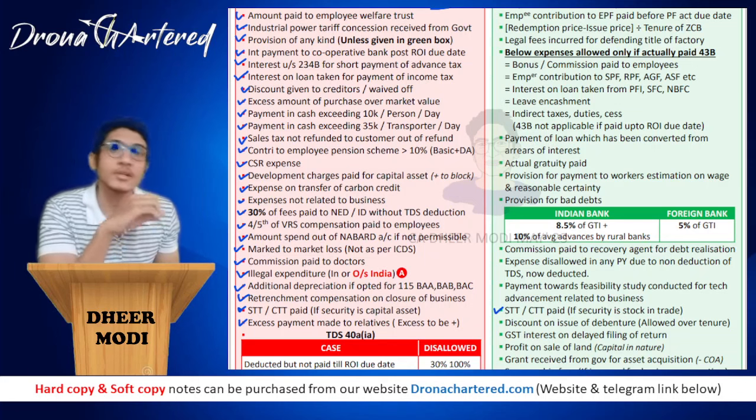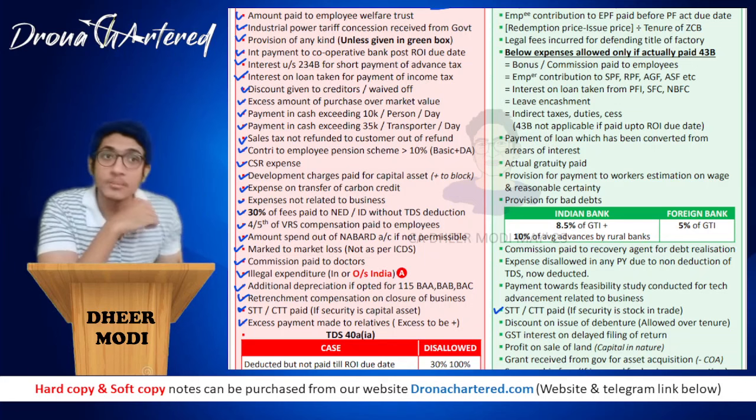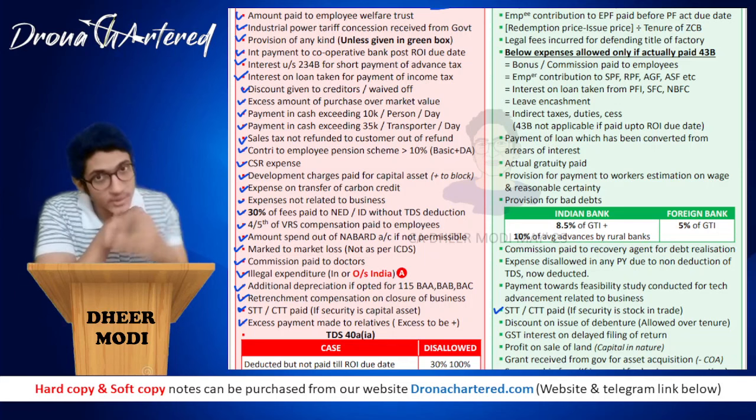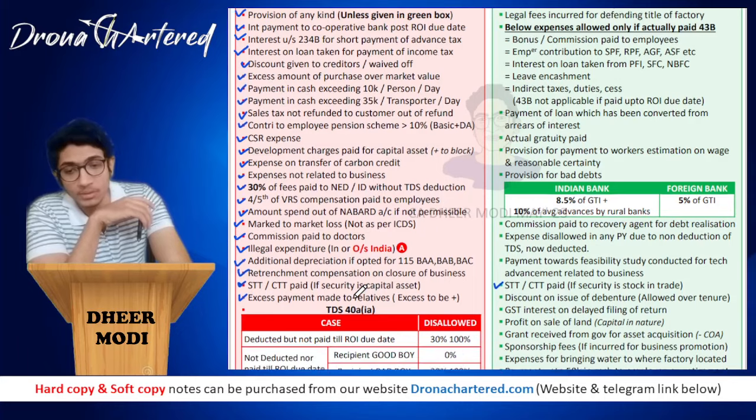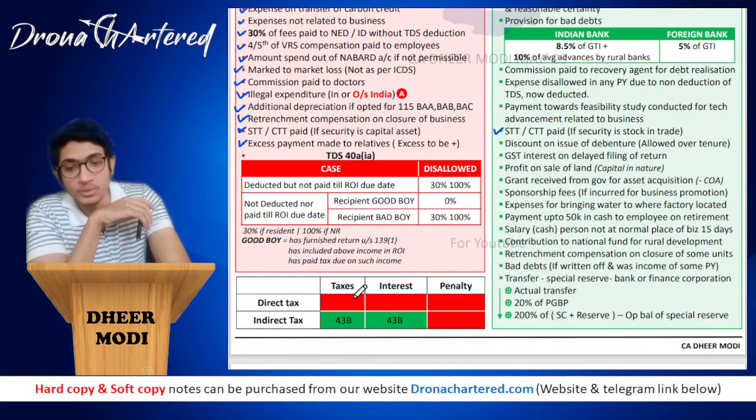This deduction income tax will not give you, because they are saying that boss, you are paying them extra just so that you can reduce your expenses. Okay, and then your most important point is with regards to TDS.